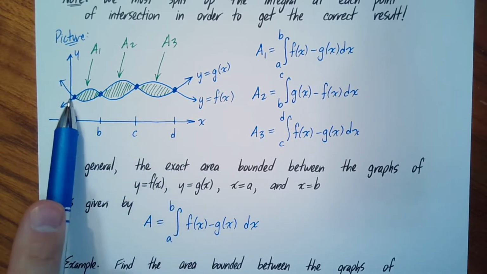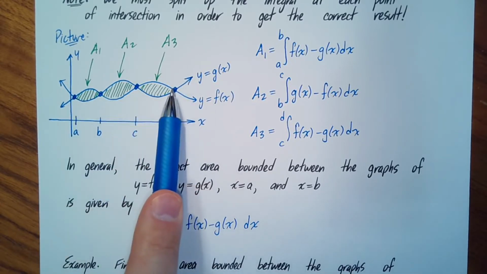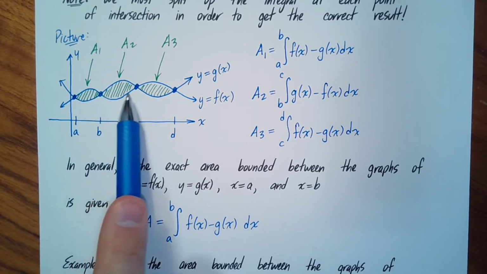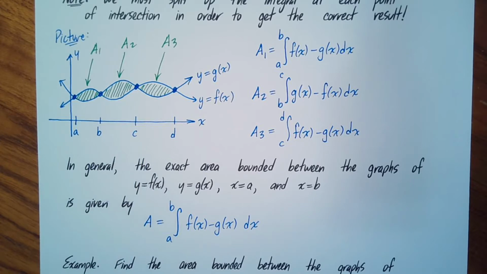But if I had just taken the definite integral of f minus g from a all the way to d, and just not worried about these intersection points, what would have ended up happening is that this would have been counted as negative area. And that's not what you want. If you want the area bounded between the curves, you want all the area to be positive. So how do you take care of that?